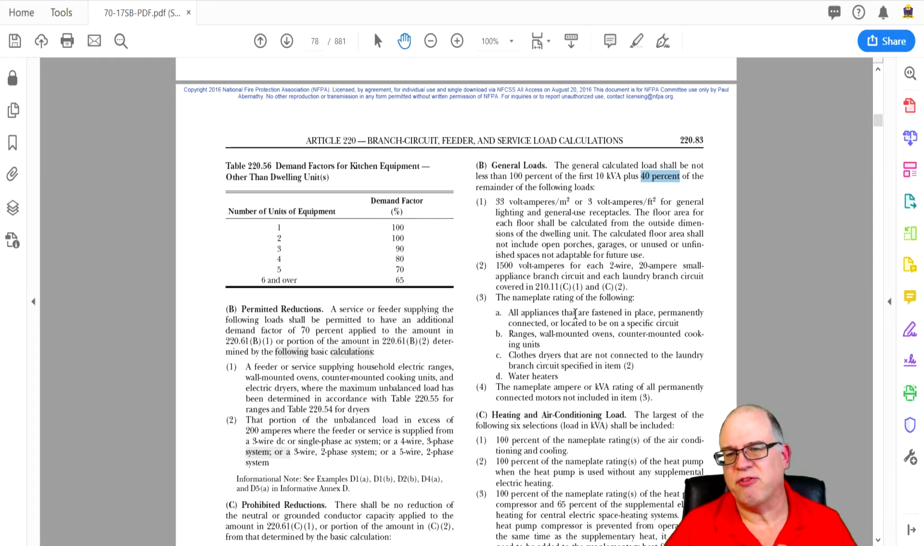You just don't have to apply it to those first 3 items, the general lighting and general use receptacle and the appliance and laundry. You don't apply it to that right away. You just keep on adding these things up. That's what the optional method is all about.